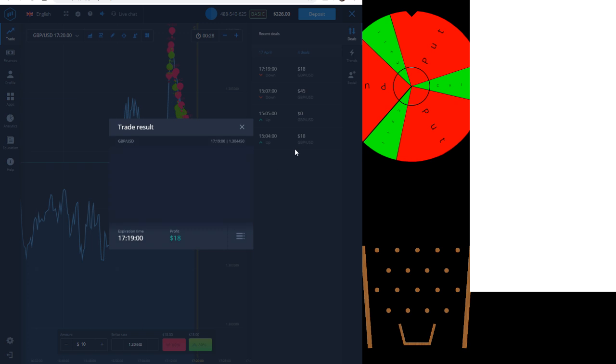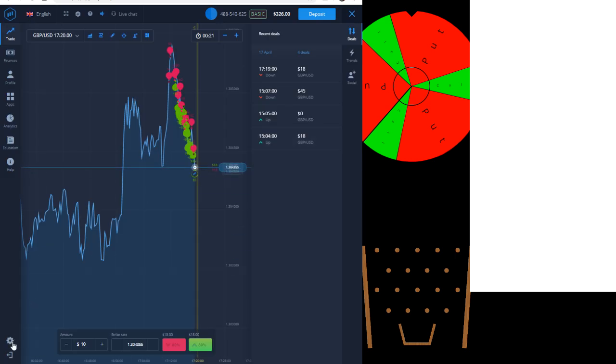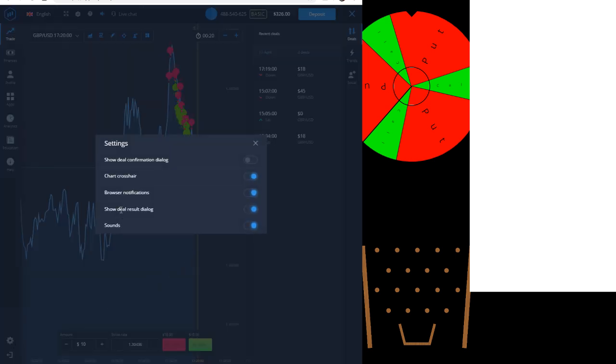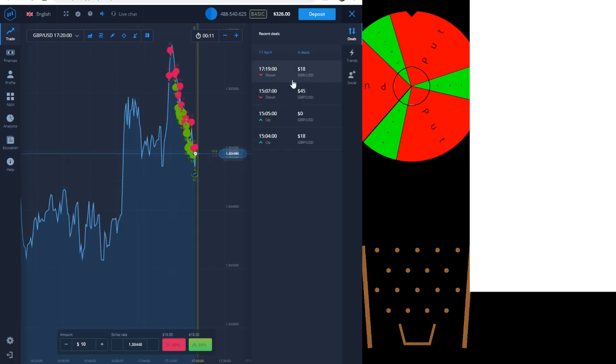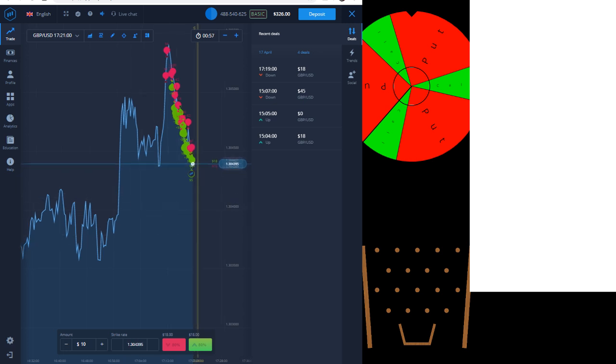And I made that one, and I have to actually turn off these pop-ups because I don't like them. So show result dialog, let's take that off. Browser notifications, let's turn that off. Okay, so we're okay. I'm going to enter in my sheet, which is a white box for you, the return of $18, and I'm going to continue with this. This time I'm going to run the spinner.